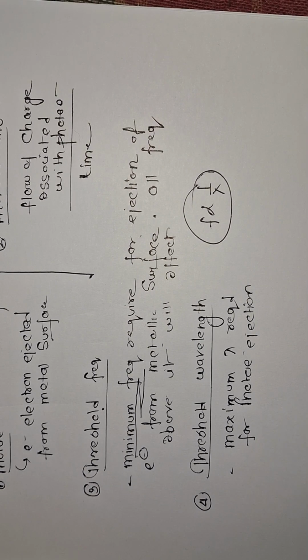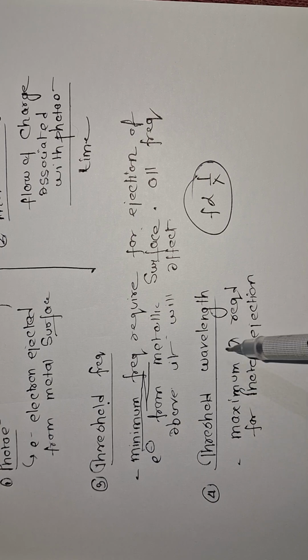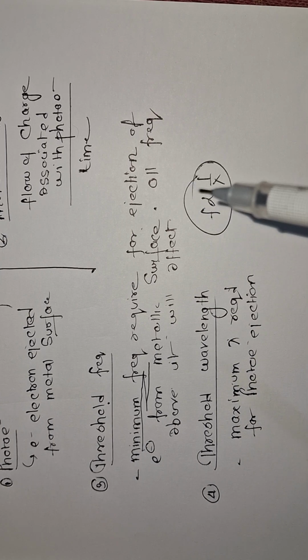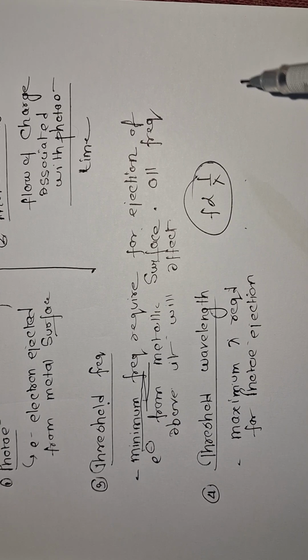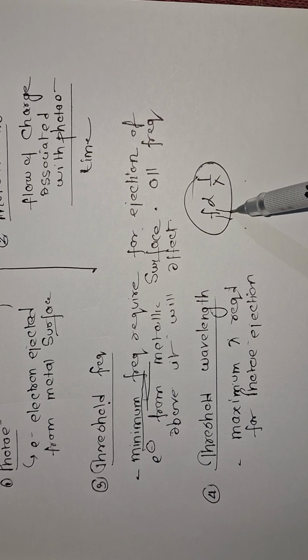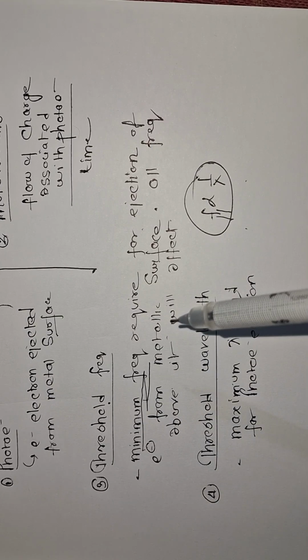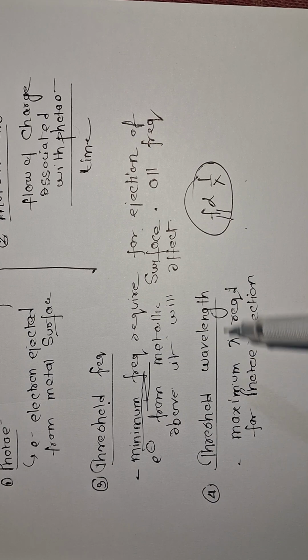What do we mean by threshold wavelength? Threshold wavelength is basically the maximum lambda, or the maximum wavelength, required for photo ejection. You might get confused about why I used minimum there and maximum here. Actually, frequency and wavelength hold an inverse relationship. So respecting this relationship, if threshold frequency is the minimum frequency required to eject a photoelectron, then what will the threshold wavelength be?